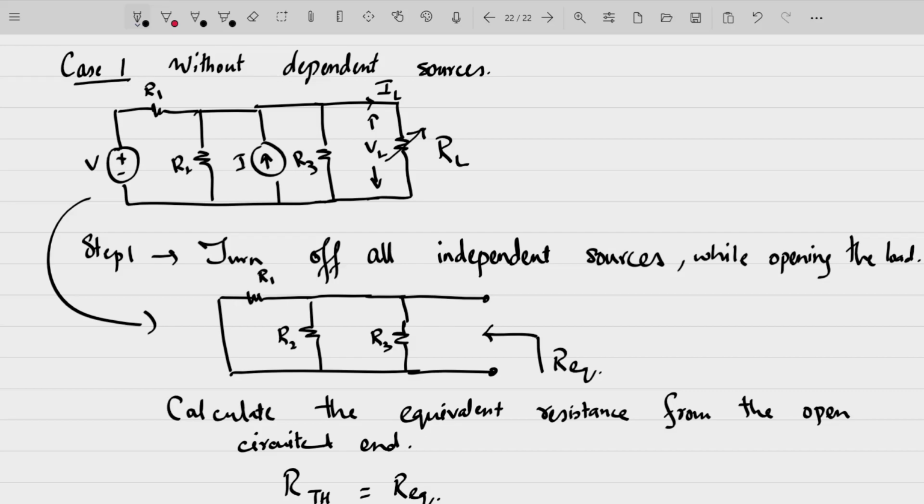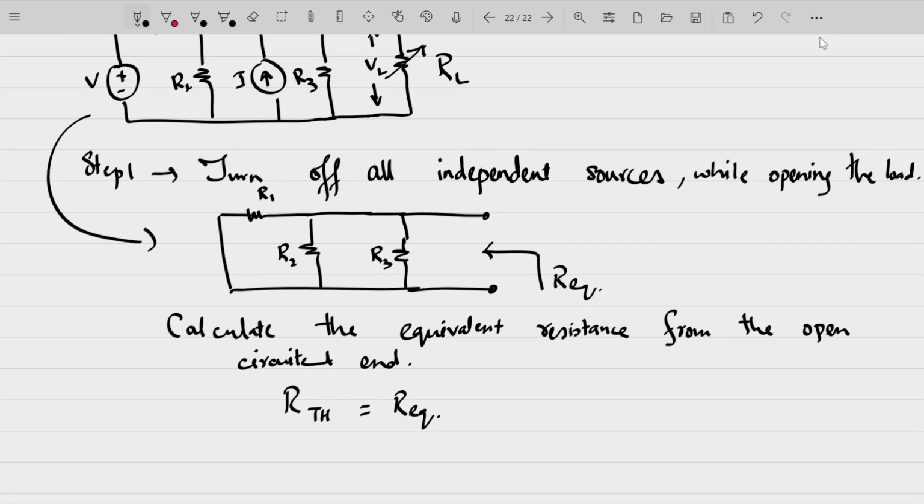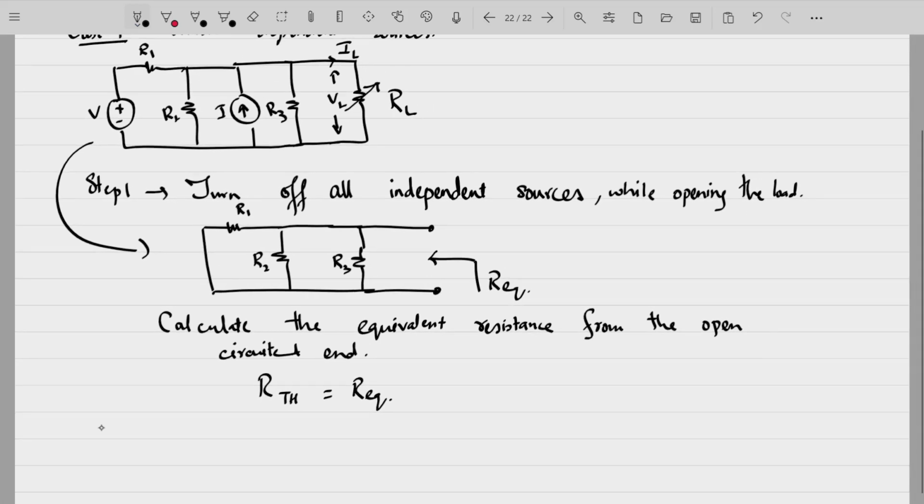So what you can see is that R equivalent is equal to R3 parallel R2 parallel R1. All these three resistances are in this case parallel to each other. Whatever be the case, you have to find the equivalent resistance, and that equivalent resistance will be your Thevenin's resistance. So you have found the Thevenin's resistance. Now you need to find the Thevenin's voltage.